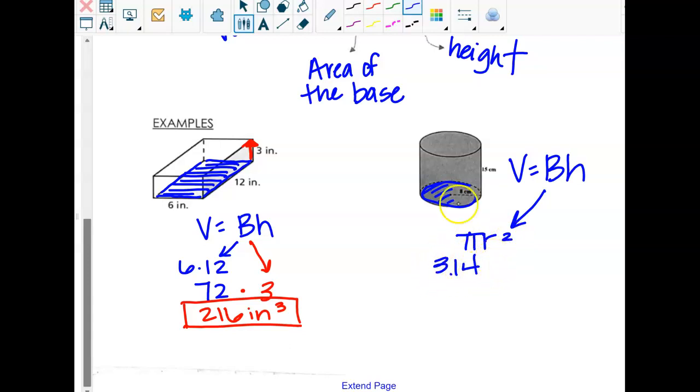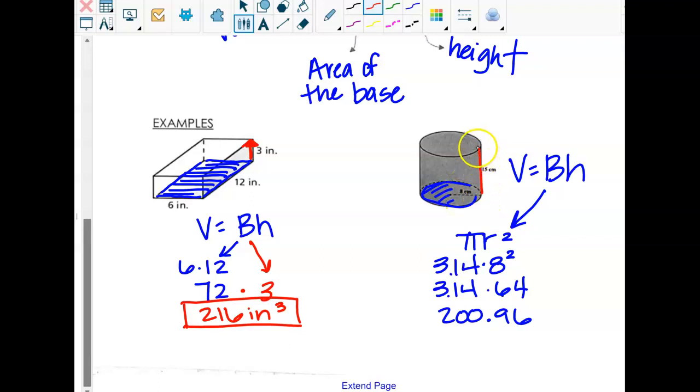The radius of this circle is 8, and 8 squared. Remember, 8 squared means 8 times 8, not 8 times 2. So basically, pi times 8 squared is 64. So pi times 64 gives me 200.96. And that's how many little cubes would fit at the bottom of the cylinder.